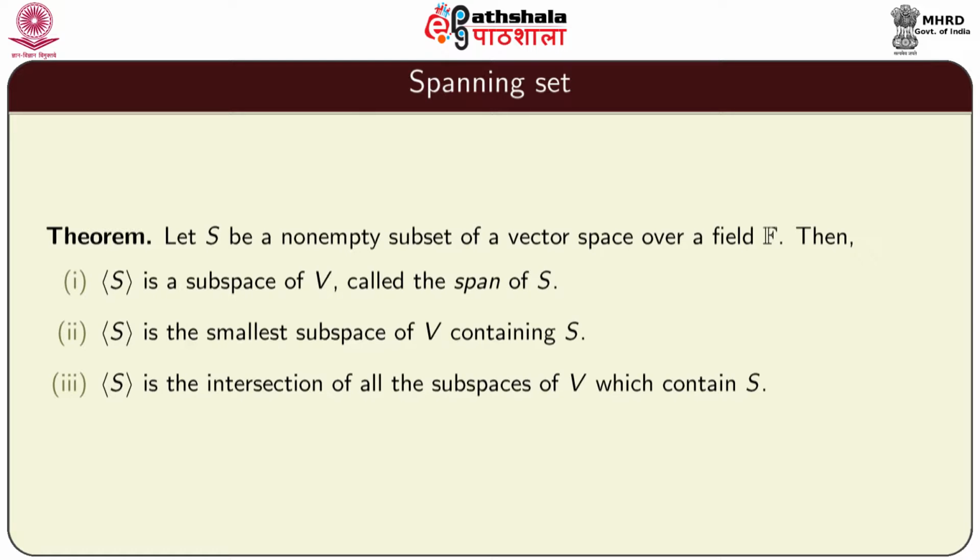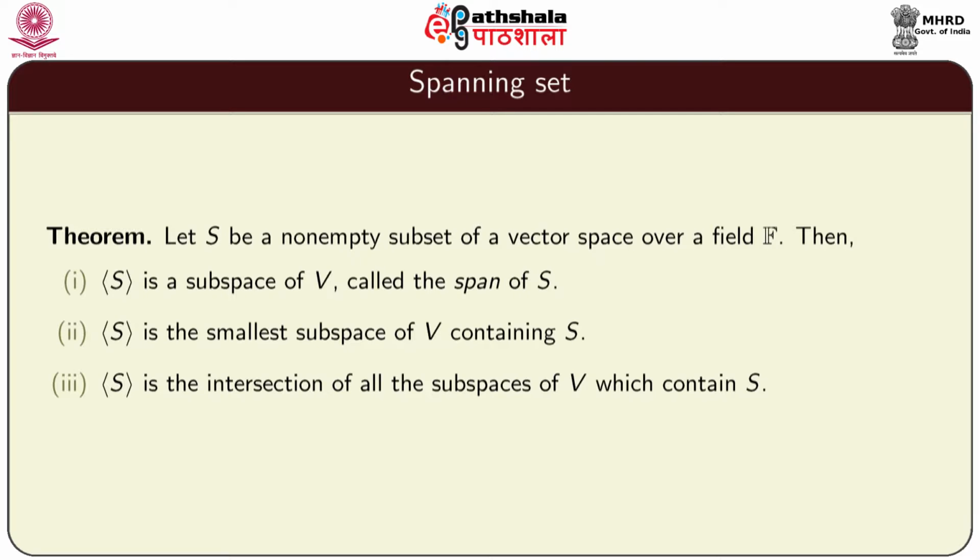Let us now see the span of S a little more closely. The theorem says that if you have a non-empty subset S of a vector space V over a field F, then span of S is a subspace of V. Span of S is the smallest subspace of V containing S, and span of S is the intersection of all the subspaces of V which contain S.